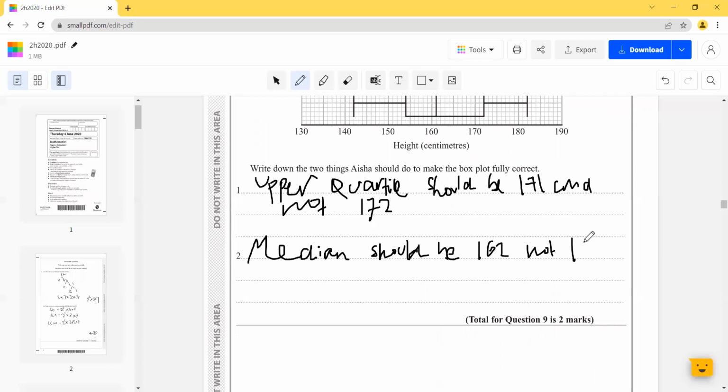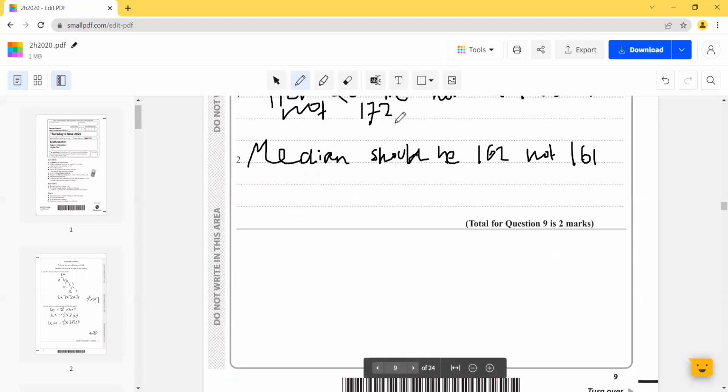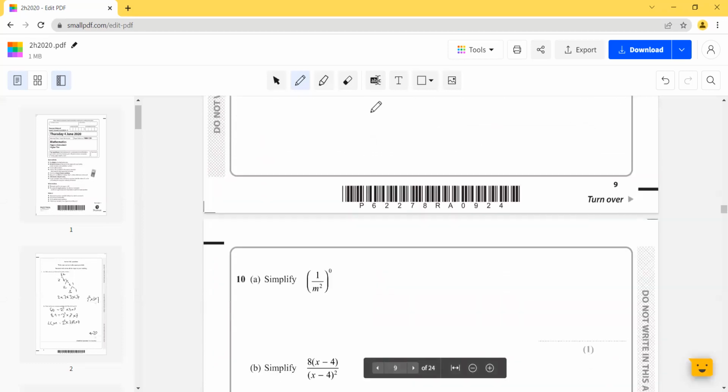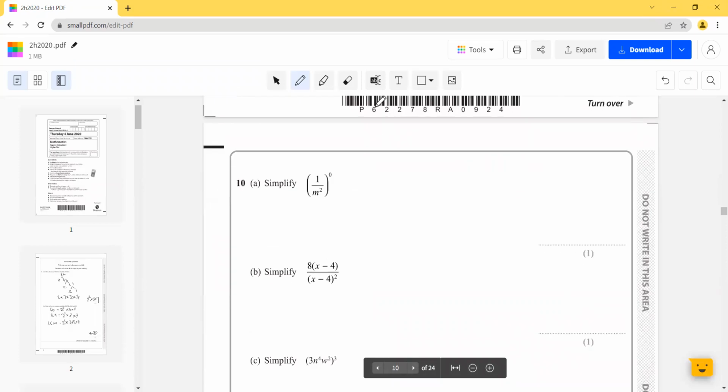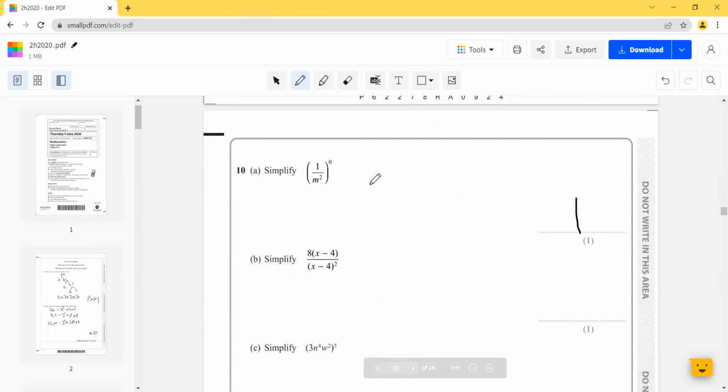Again, it's a pretty simple question, so you really should be getting the marks on these. And yeah. Okay, question 10. Part A. Simplify 1 over m squared to the power of 0. Okay, now it's just going to be 1 because anything to the power of 0 is just 1.